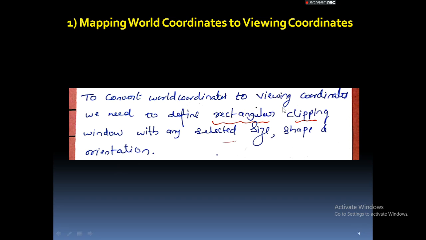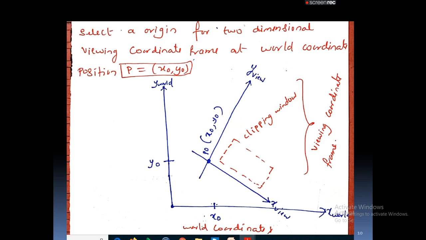We'll see in the next slide the size of the clipping window, the shape of the clipping window, and the direction or orientation of the clipping window. To map world coordinates to viewing coordinates, we select an origin for the two-dimensional viewing coordinate frame at a world coordinate position. Already the world coordinates are defined.